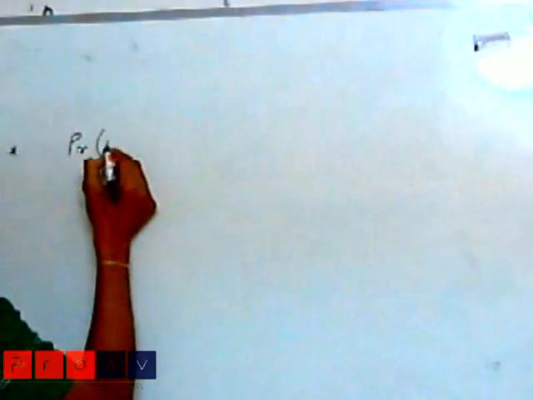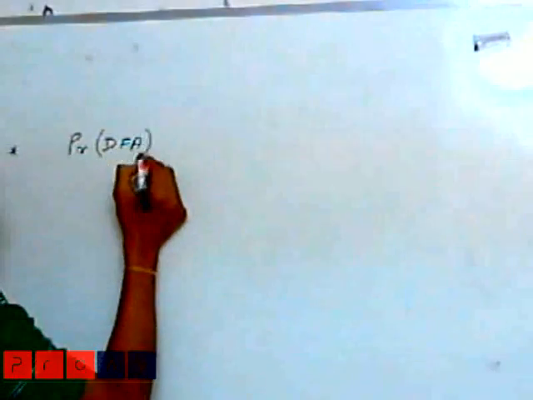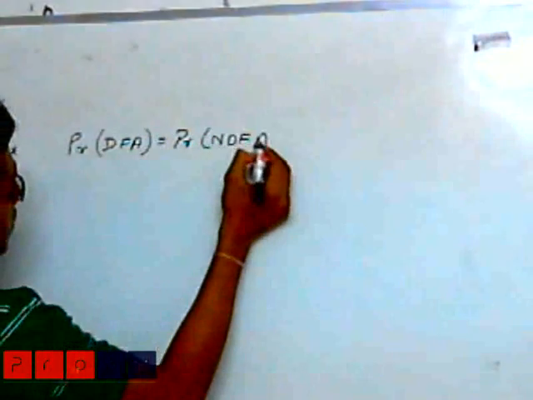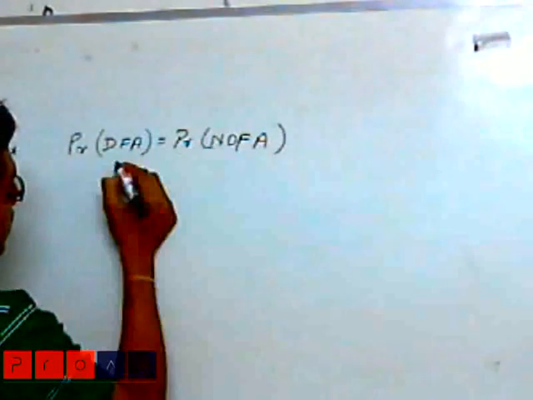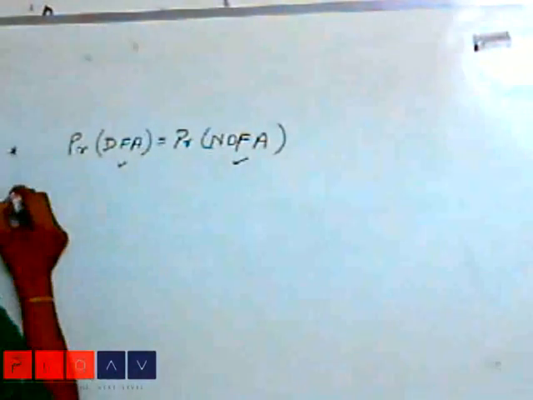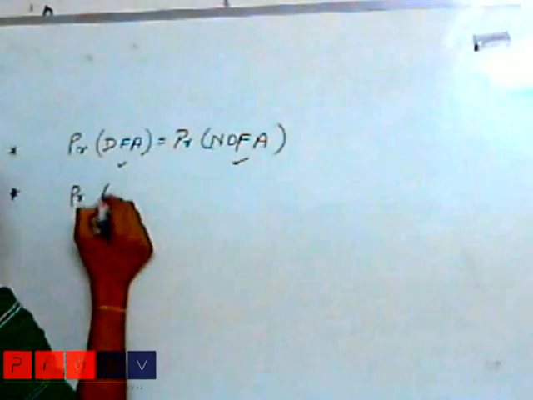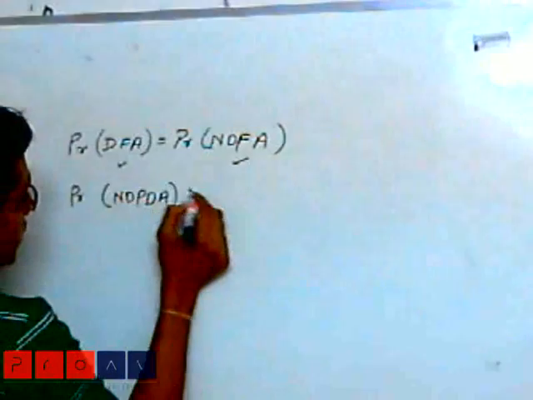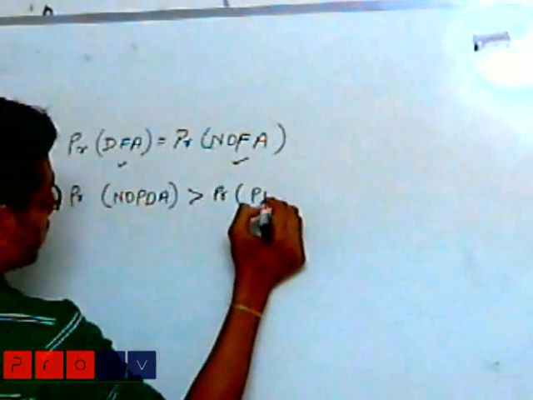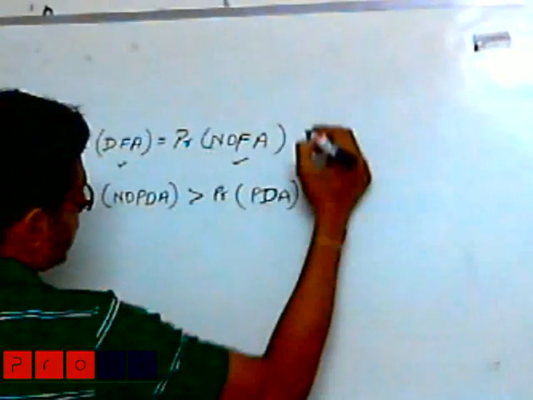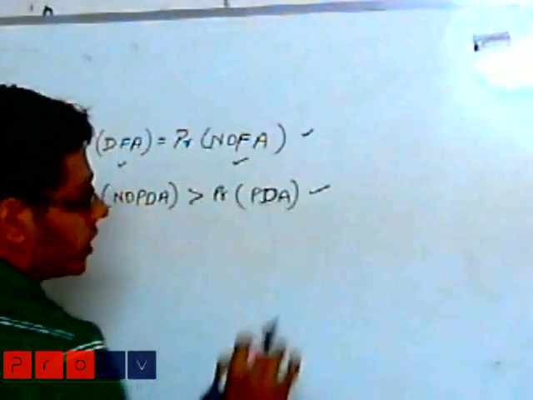First point: power of DFA is always equal to power of NDFA. If a language is accepted by DFA, then definitely the same language will be accepted by NDFA. There is no point of confusion here. Second, power of NDPDA is always greater than power of PDA. Why this is greater, we will see when we come across the context-free language.